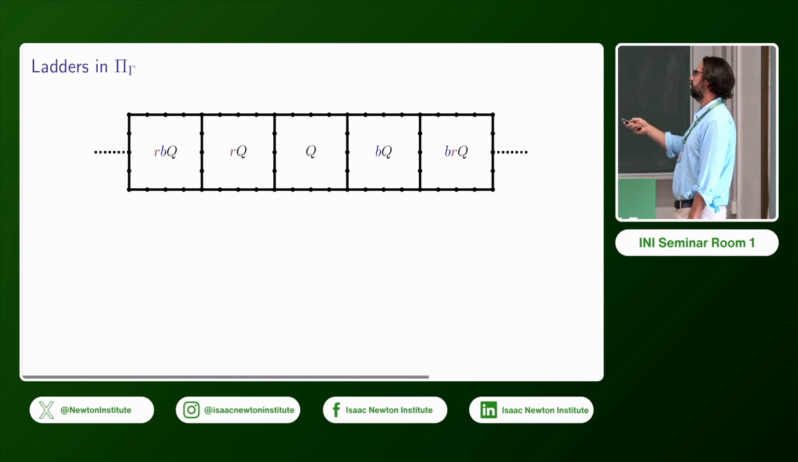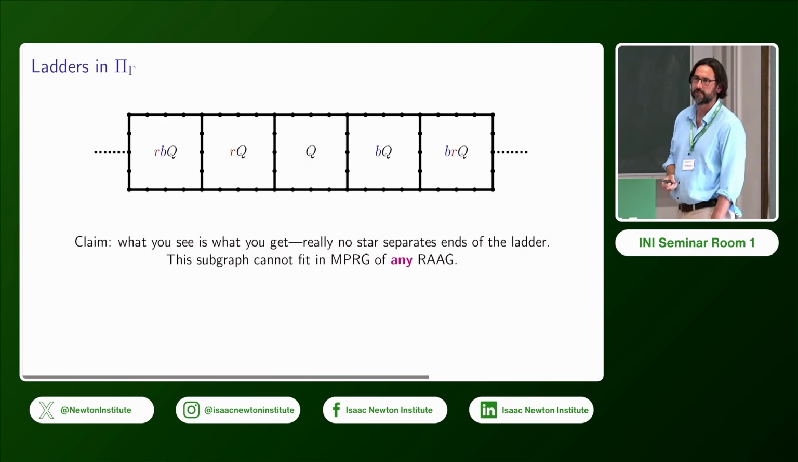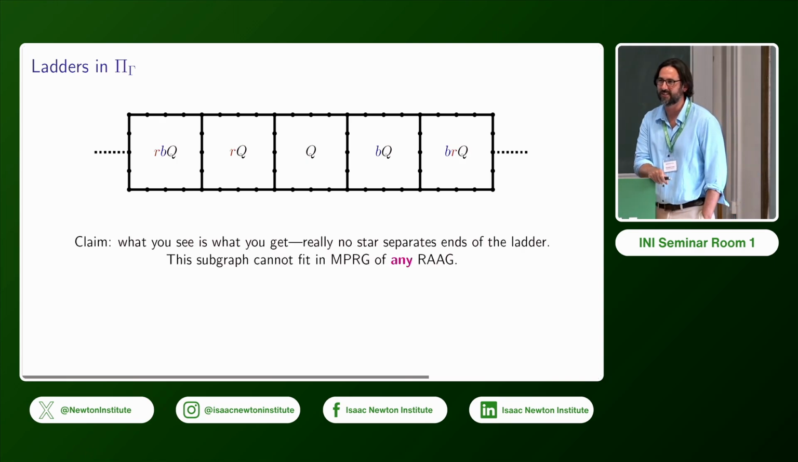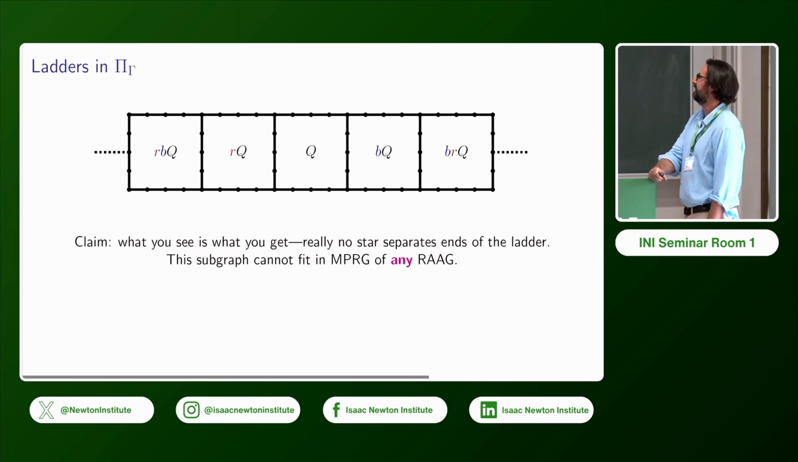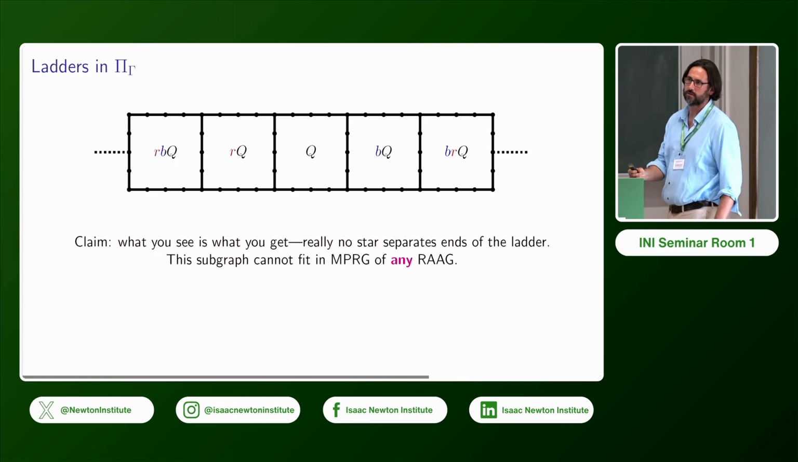You should worry a little bit that I haven't shown you the whole product region graph. Maybe there are other edges, maybe this thing is not as nicely embedded, but yeah, trust me. In this example, it works out the way that I'm claiming that it does. What you see is really what you get. So you get this subgraph that can't be separated by stars of vertices, but it's two-ended, so it doesn't fit into any RAG.